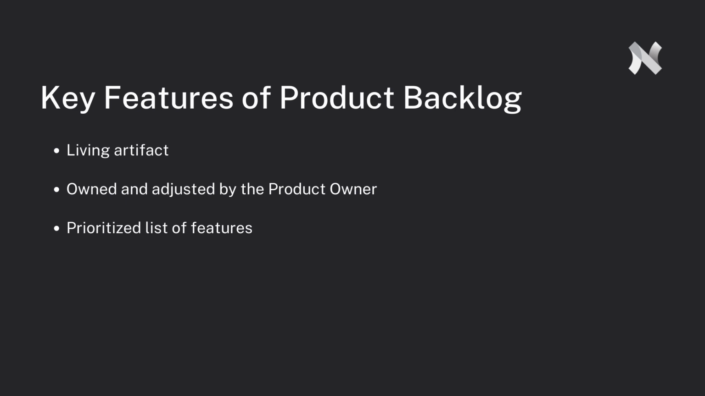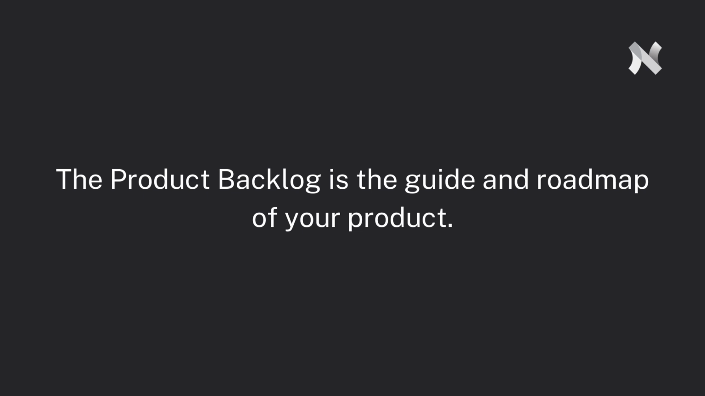So when there's new information or a new feature, these are added to the backlog in order of importance. The items at the very top of the list are very specific and well defined, leaving the more vague items for the bottom of the list. Remember, the product backlog is the guide and the roadmap of your product. It is the central artifact in Scrum where all possible ideas, deliverables, features, or tasks are captured for the team to work on.